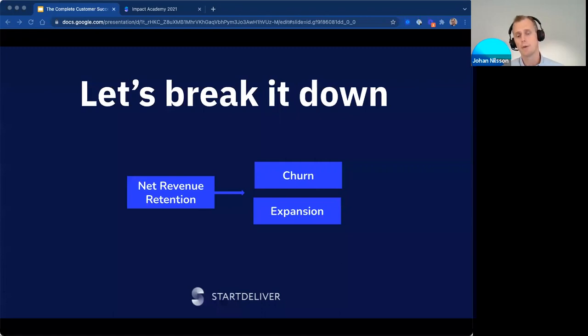On the other hand, expansion, if you upgrade a customer, if they buy more seats, if they buy an add-on, if they actually buy more from you, and that's an expansion in the contract, that's what we call expansion. So both those two have a direct impact on net revenue retention, of course. But these numbers, and I guess you track them and you have them in some reports today.